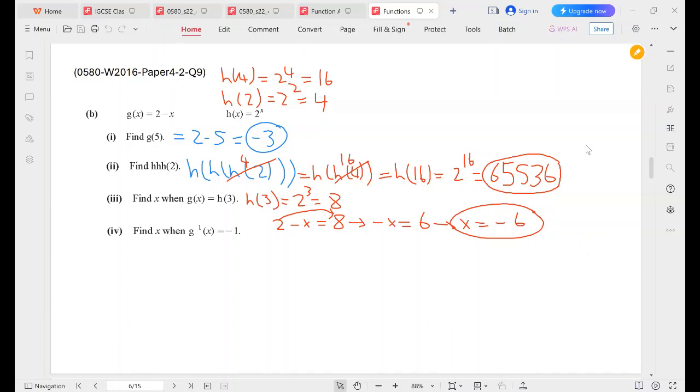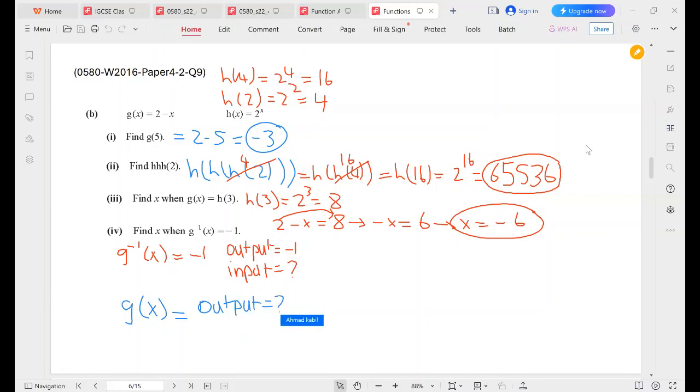Finally, for IV, we want to find x when g inverse of x equals -1. So the quick way to do this is to understand that g inverse of x equals -1 means that the output is -1, and we want to find x, which is the input. And the smart way to do this is to just say that in g of x, the inputs and the outputs are reversed. So this problem is the same as in g of x trying to find the output when the input is -1.